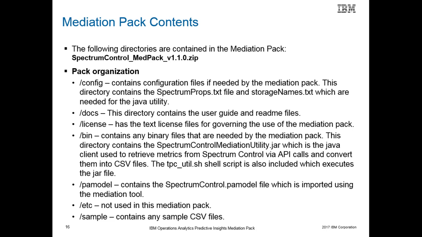The docs directory will contain the user guide and the README files. The license directory contains the license files that govern the usage of the mediation pack. The bin directory contains the Java utility which is used to extract metrics from the Spectrum Control and format the metrics into CSV files. The PA model directory contains the mediation pack model which is imported into Predictive Insights using the mediation tool. The remaining directories are not used by this mediation pack.